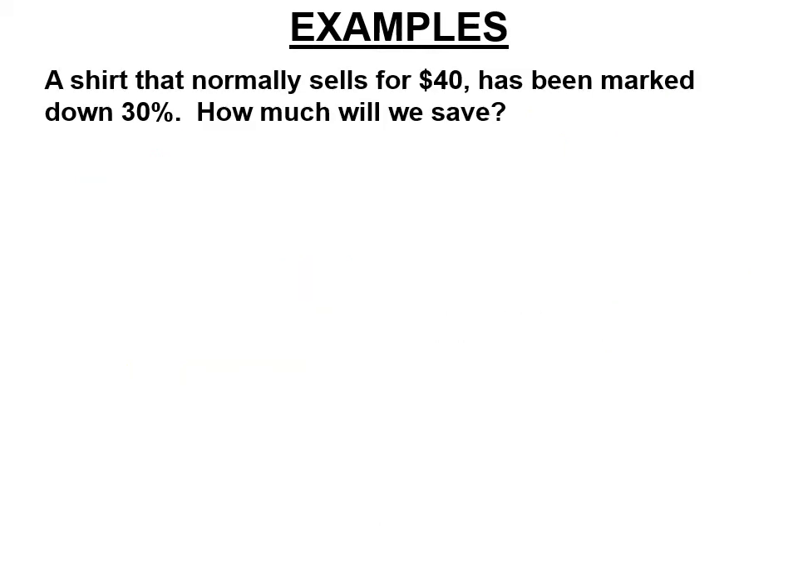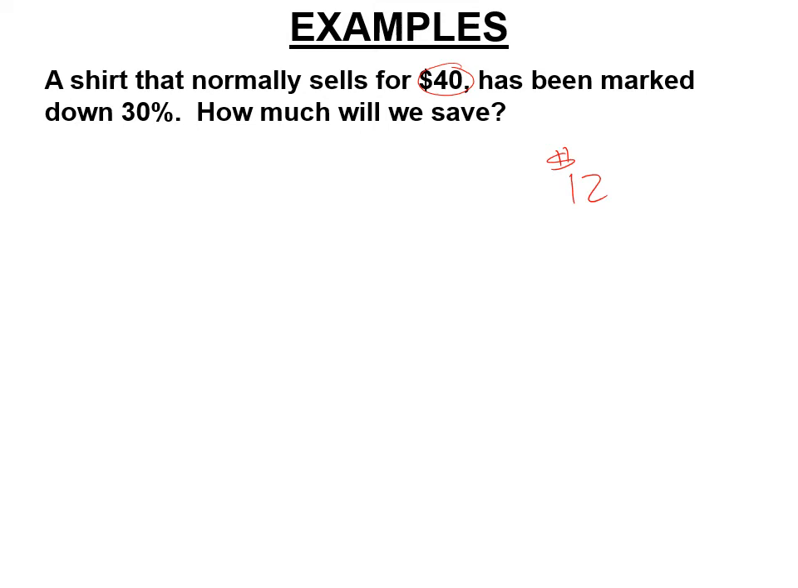A shirt that normally sells for $40 has been marked down 30%. How much will we save? All right, so now, what's 10%? 10% is 4. 20% is 8, and 30%, the answer here is $12. Because if you can do 10% in your head, 10% is 4, then 20% is times 2, 30% is times 3.